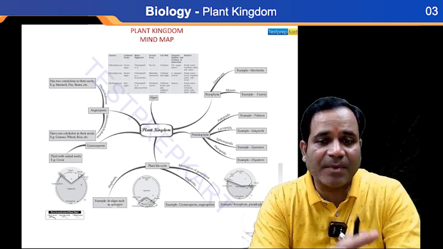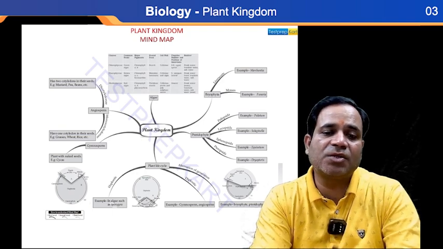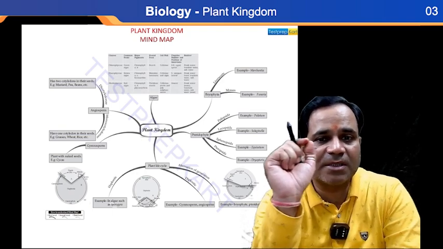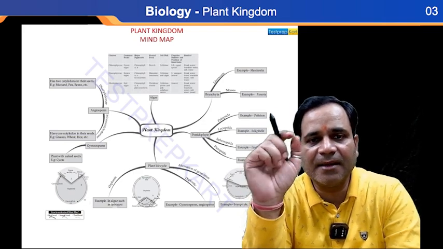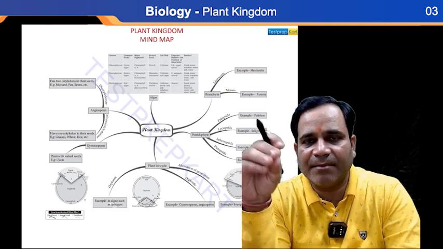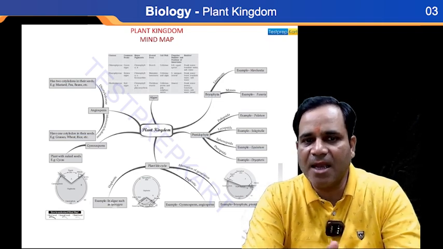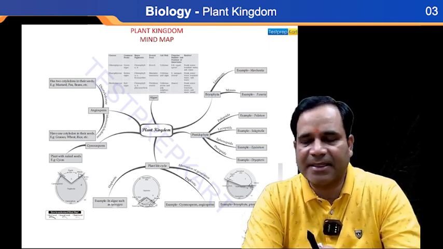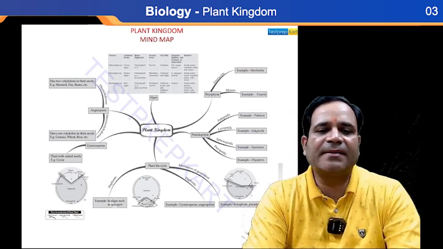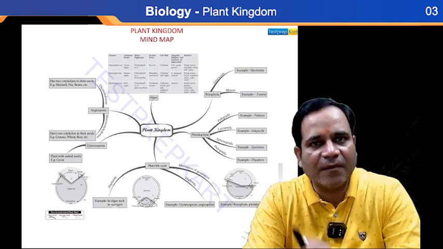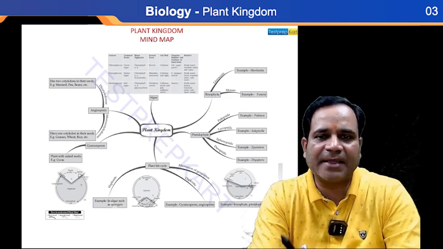The examples are Bryophyta and Pteridophyta. In the diplontic life cycle, the examples are Gymnosperm and Angiosperm. So the two cycles are clear. In the haplontic life cycle, there are only algae. The diplontic life cycle is in Gymnosperm and Angiosperm. And the haplodiplontic life cycle is seen in Bryophyta and Pteridophyta. These all are the mind map that I am saying here.